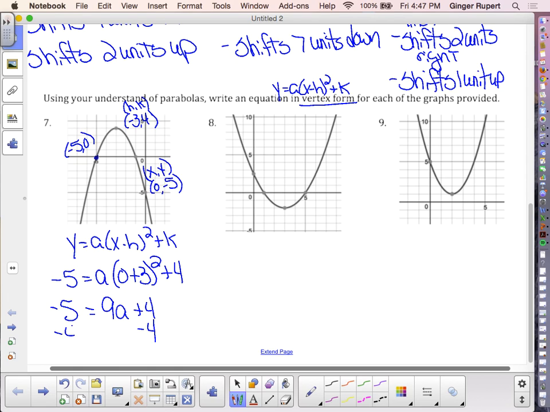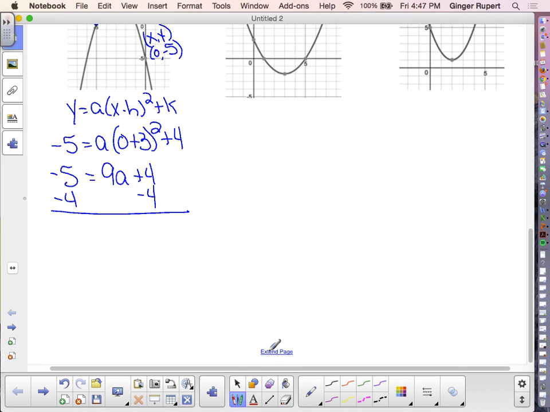Subtract the 4 from both sides. You're going to get negative 9 is equal to 9a, so a is equal to negative 1. Now you have your value of a. You also have the vertex at negative 3, 4, so you can write your equation. y is equal to negative x plus 3 squared plus 4.